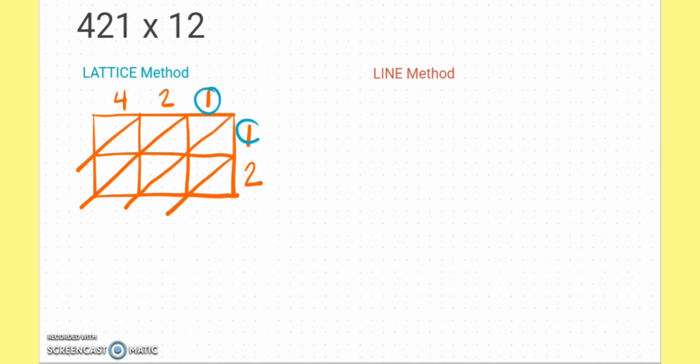So we have 1 times 1, which is a 1, so that's 0, 1. 1 times 2, which is a 2, that's 0, 2. 2 times 1, which is a 2, so that's 0, 2. 4 times 1, which is a 4, so that's 0, 4. And lastly, not yet. What did I skip? 2 times 2, which is a 4, so that's 0, 4. And lastly, 4 times 2, which is an 8, so that's 0, 8.